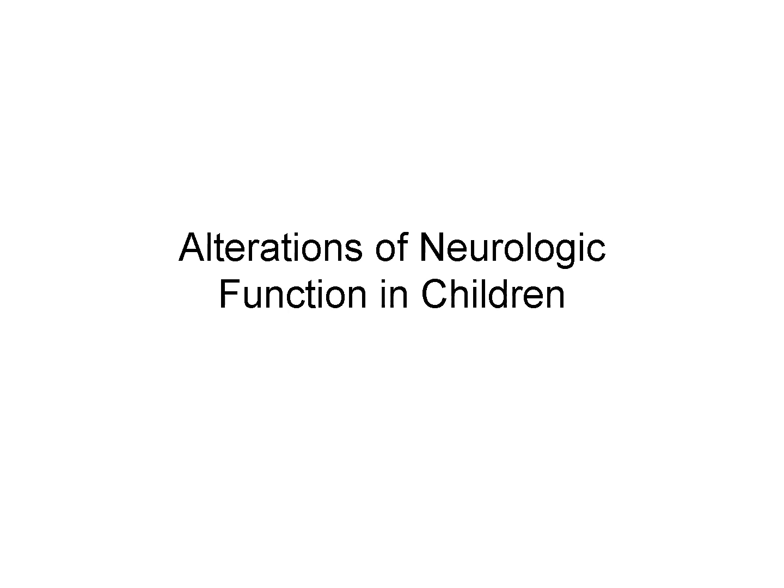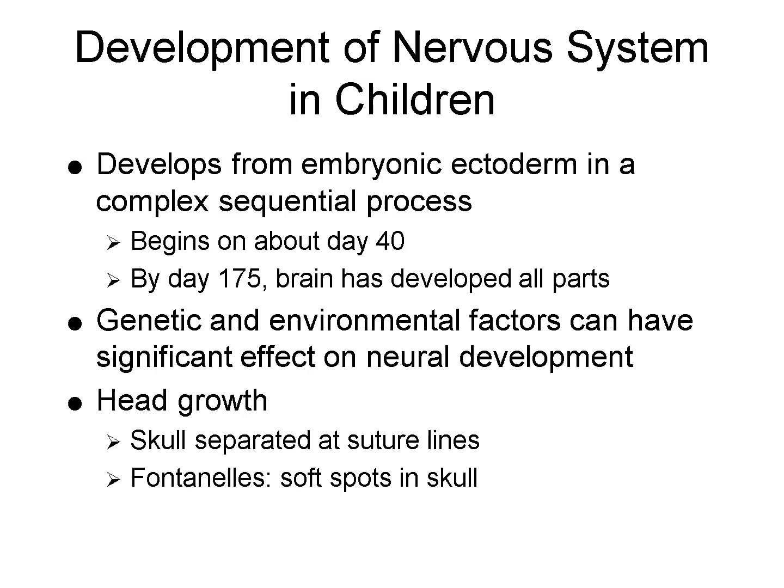Alterations of neurologic function in children. The nervous system begins to form early in embryonic life, developing from the ectoderm through a highly complex and organized sequence. By day 40 of gestation, neural structures are forming, and by day 175, the brain has developed all of its major regions. Both genetic factors and environmental influences can significantly impact this developmental process.